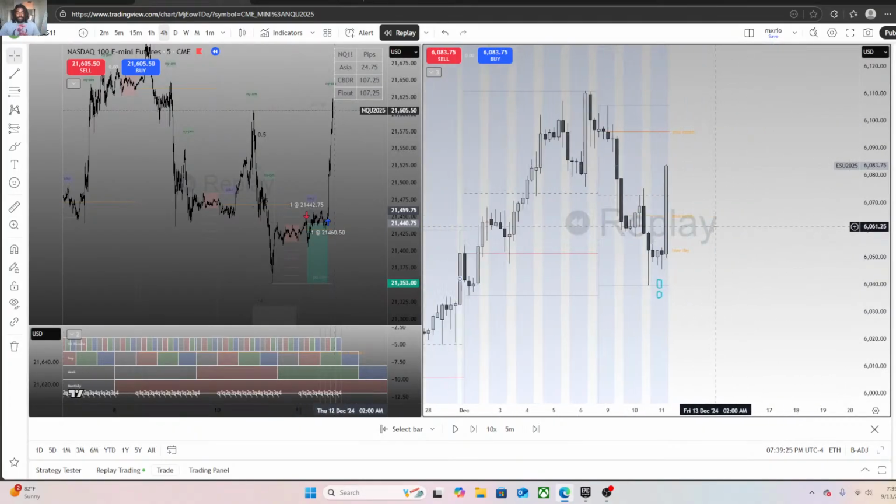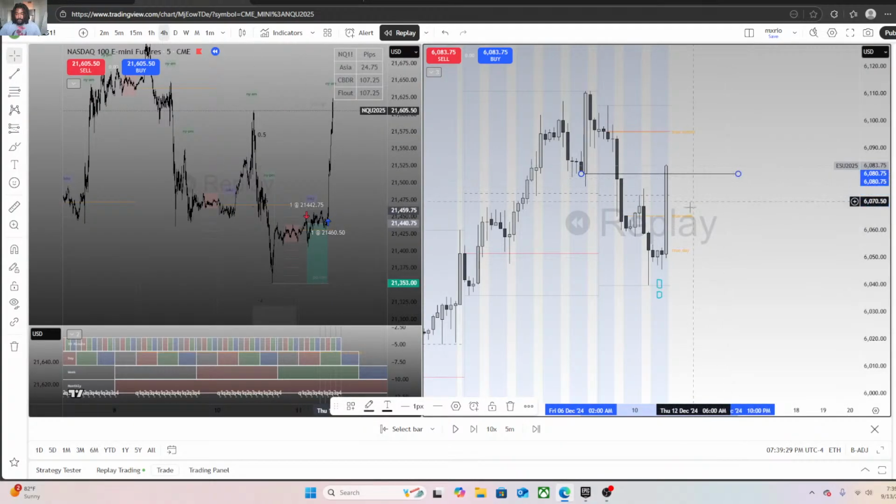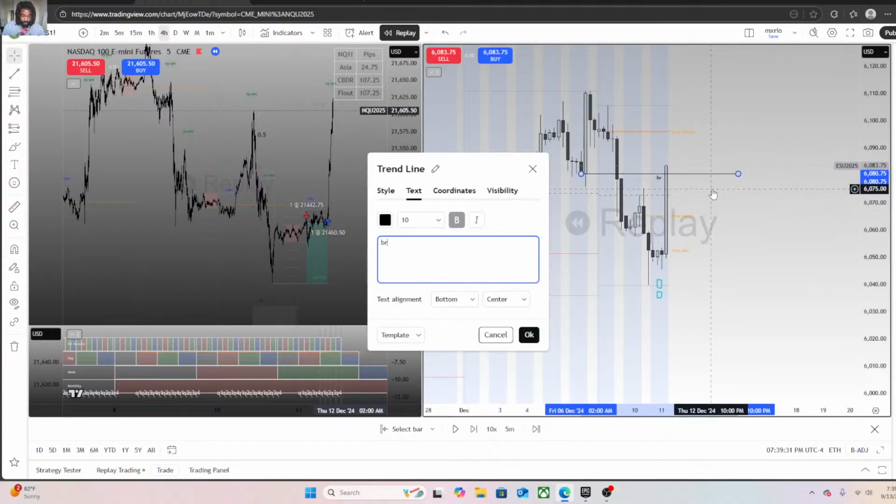Alright, so just off the higher time frame, we got a unicorn model on ES. I would like us to set us lower.